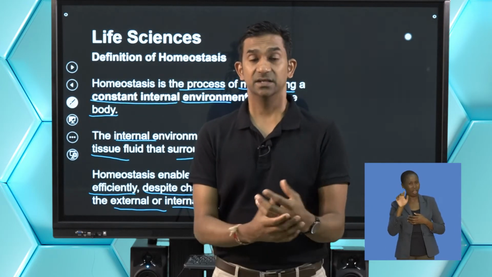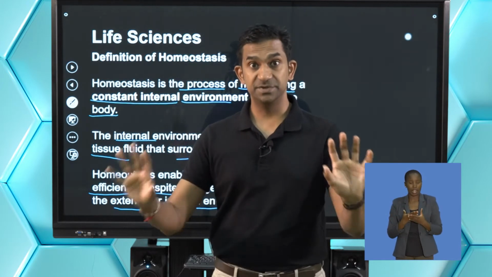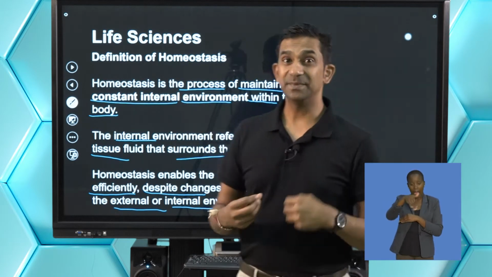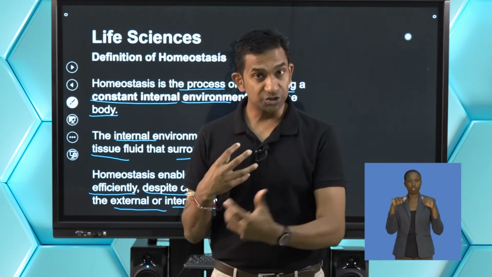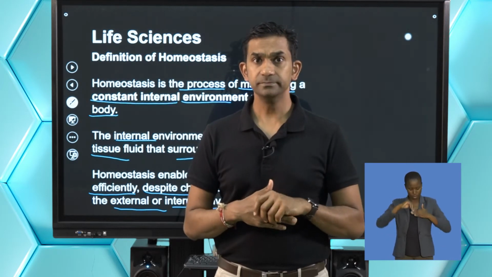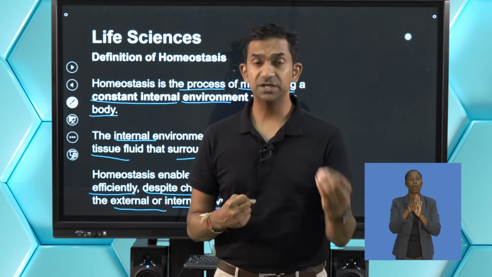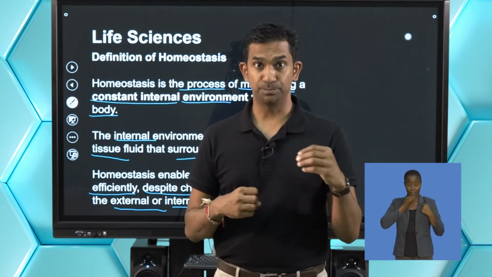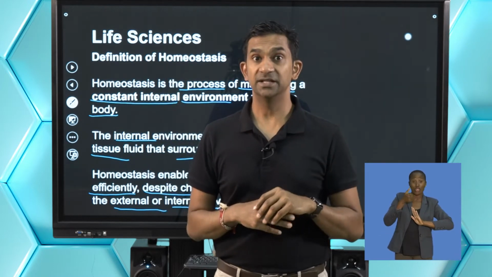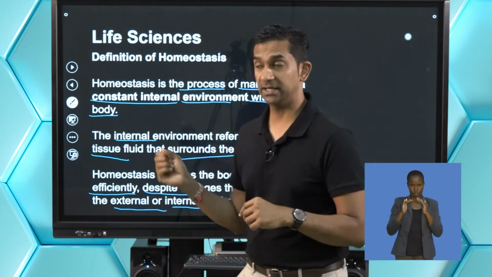The body still maintains its core temperature around 36.9, 37 degrees. So why is it that we can still function normally, yet the temperature outside is extremely low? That's because the body has mechanisms to ensure that the core temperature remains within the normal range. Similarly, when you consume a meal and your blood sugar levels increase, the body has to compensate and bring blood sugar back to normal. There are mechanisms responsible for that, which we will look at in a bit.